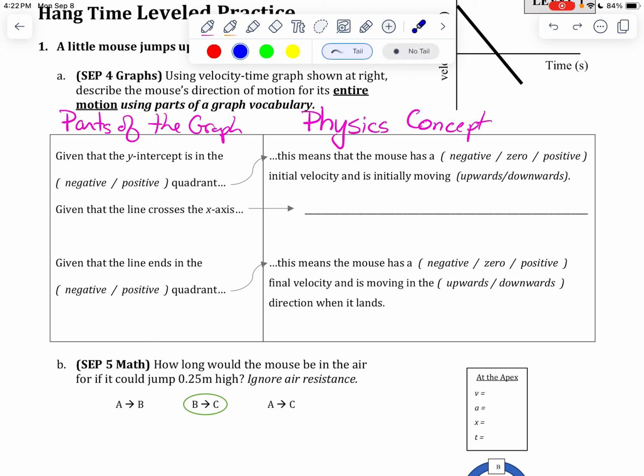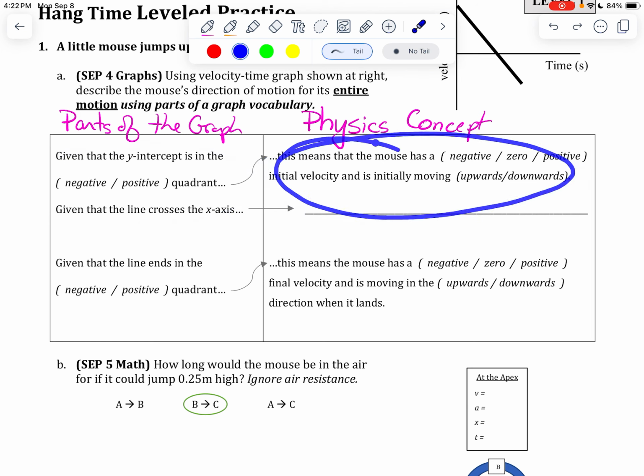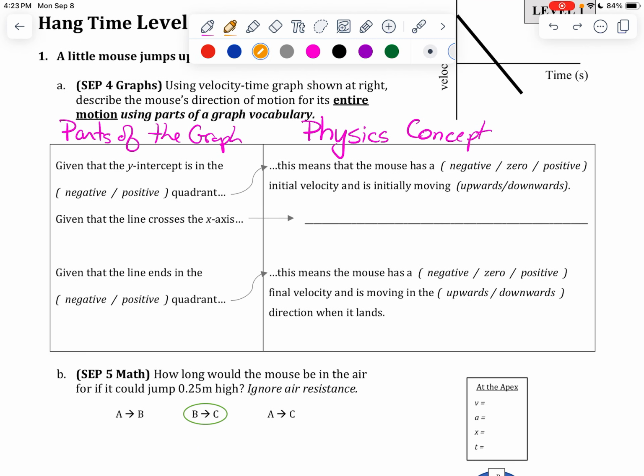Now, the way this works is we have the given, and then we have the this means. So given something about the graph, this means something about the motion. And you can see here, it says given that the y-intercept is in the, well, let's look, oh, it's in the positive quadrant, so let's circle that. It's in the positive quadrant. And then there's a little arrow here, so this is where it's going to finish or continue the sentence. Given that the y-intercept is in the positive quadrant, this means that the mouse has a positive initial velocity and is initially moving upwards in the positive direction.